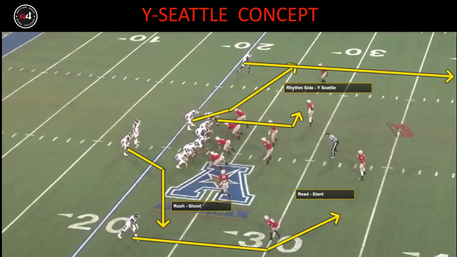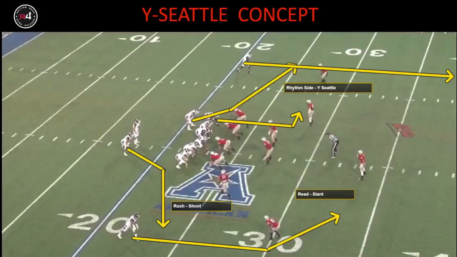Another benefit of the Y Seattle scat concept is in its ability to be used out of a variety of different personnel and formational sets. Here we are running it out of a 21 personnel set. The tight end still runs the stick, and the fullback now runs an arrow route instead of a quickie.